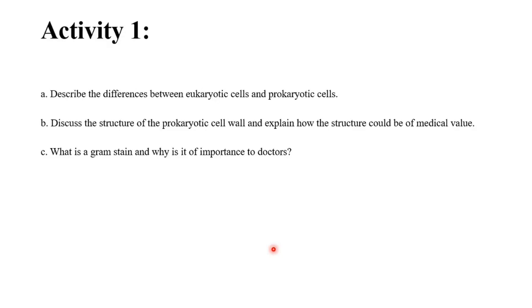All right. So activity number one, we're just going to do two activities and then we will be done. Activity number one has three questions where we're asking you to describe the differences between prokaryotic cells and eukaryotic cells, discuss the structure of the prokaryotic cell wall, and explain how the structure could be of medicinal value. I think we talked about that one another time. What is a Gram stain and why is it important for the doctors?